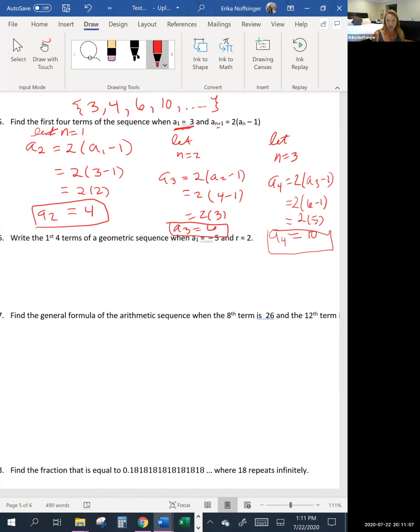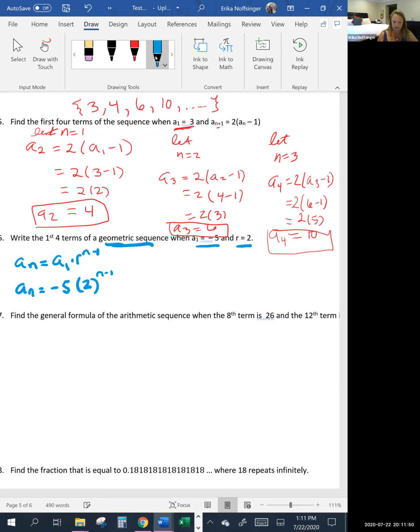Okay, so the next question states, write the first 4 terms of a geometric sequence when the first term is -5 and r is 2. Okay, so it told me that this is a geometric sequence. So I know my a sub n term for a geometric sequence, one of the forms is a sub 1 times r raised to the n minus 1 power. We're given what our a sub 1 term is, which is -5. So we have a sub n then is -5 all times r, but we're given r is 2, so 2 raised to the n minus 1 power.